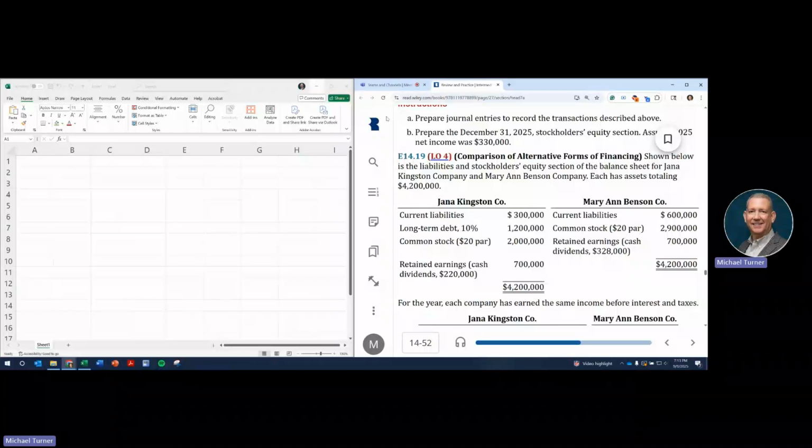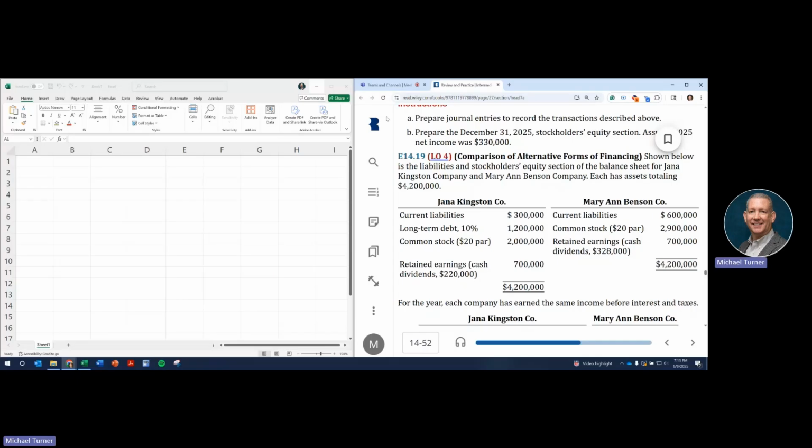Let's work exercise 14.19 out of chapter 14, related to analyzing the impacts of alternative forms of financing. So we have Kingston and Benson. As always, let's read through the problem, understand what's presented, and dive into the questions.